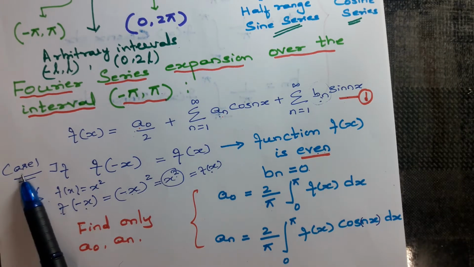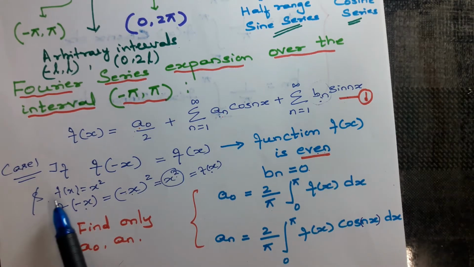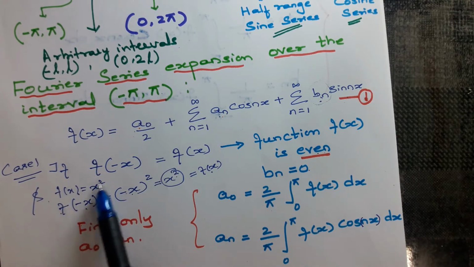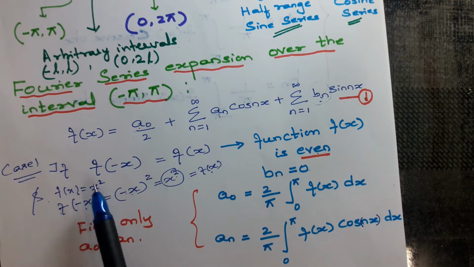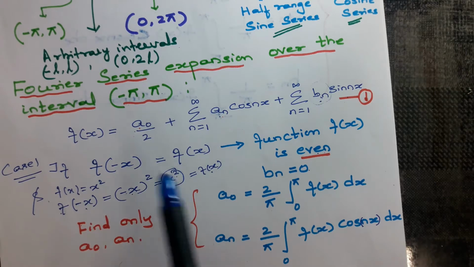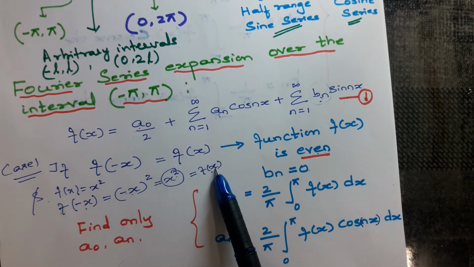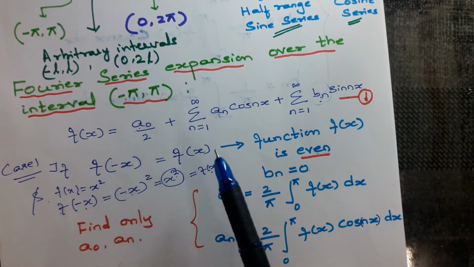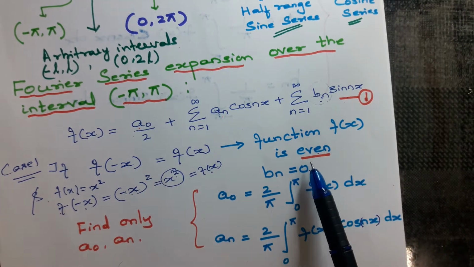In case 1, we will check whether the given function is an even function or not. I'll take an example, f of x is equal to x square. I have to check whether this function is even or not. To check this, I'll change x to minus x. Wherever x comes, I'll change it to minus x. So I'll get minus x whole square here, which is nothing but x square, which is f of x. So you got f of minus x is equal to f of x. Whenever you get f of minus x equal to f of x by changing x to minus x, the function is said to be an even function.